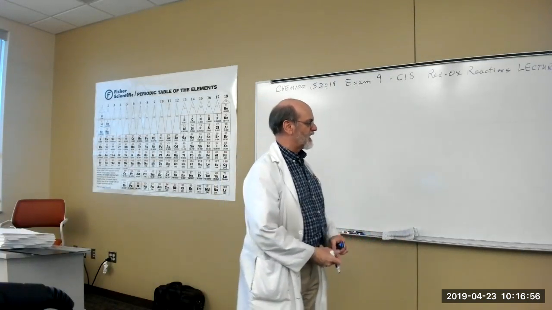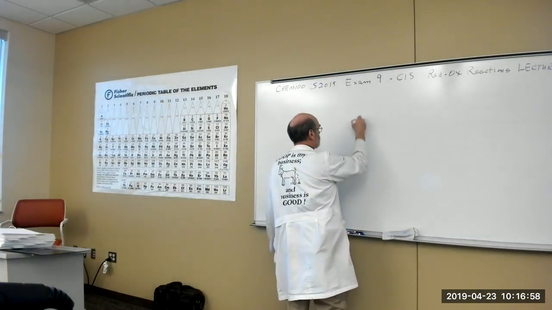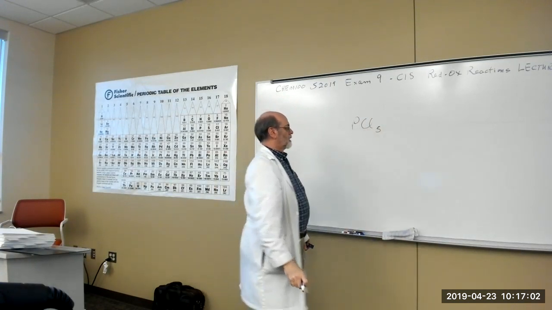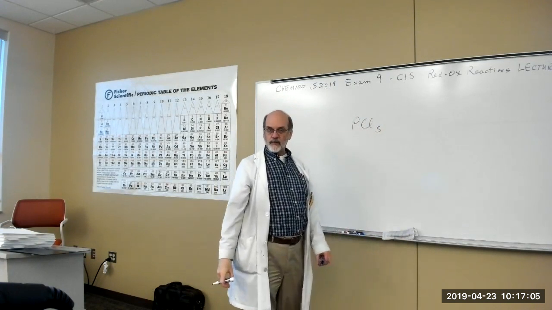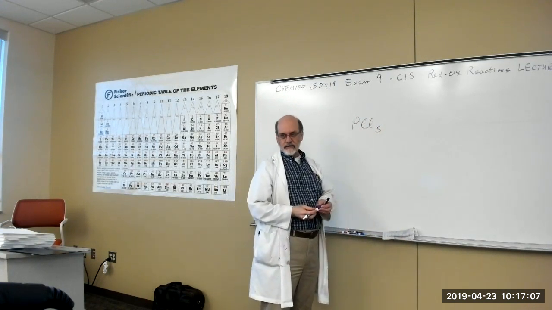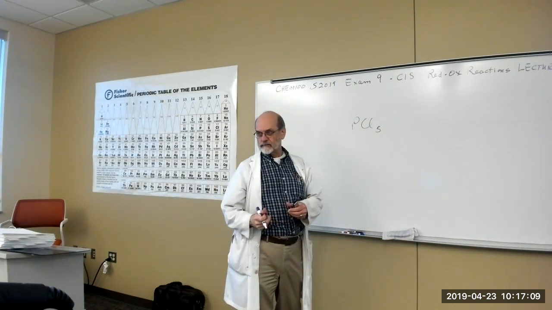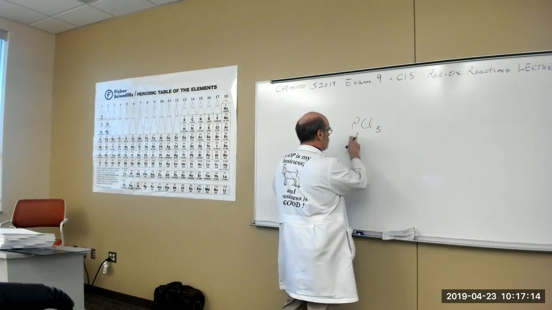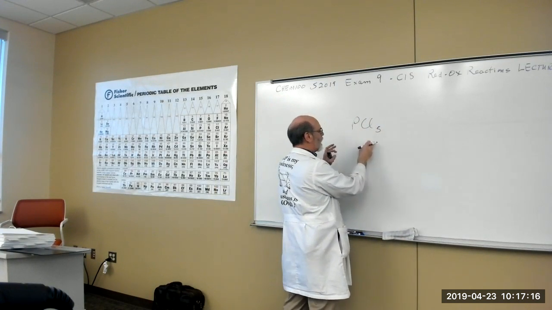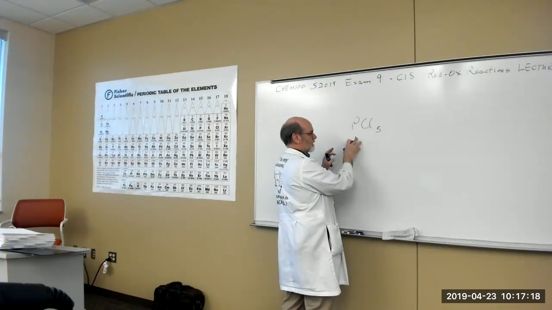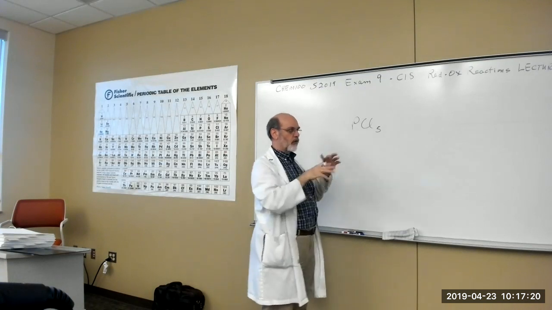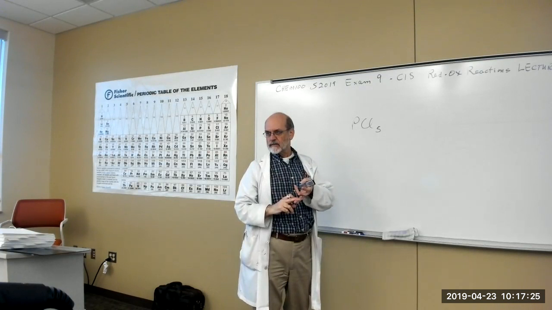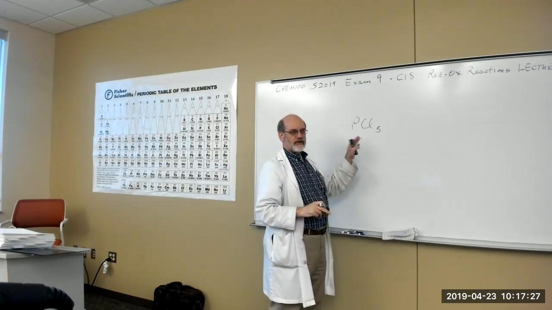How about PCl5? Okay, for this one, where do you start, right? Because we know the chlorine could be other than -1. But in this case, when you have a halogen with something else that's not a halogen, and there's not a rule already established for the elements, like for hydrogen, for oxygen, then you take the halogen at -1.